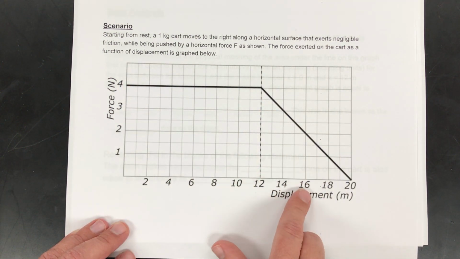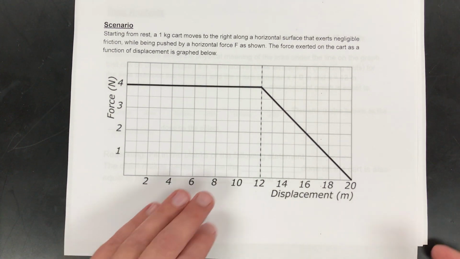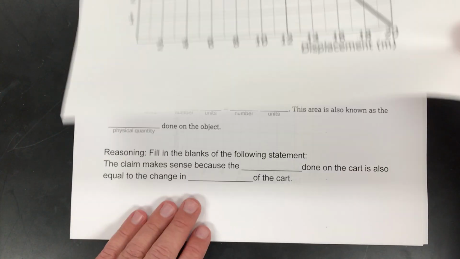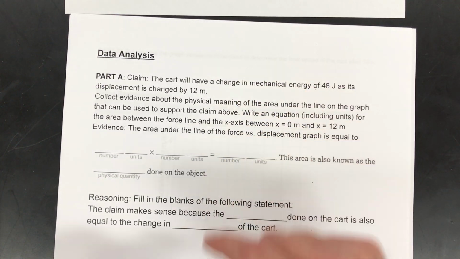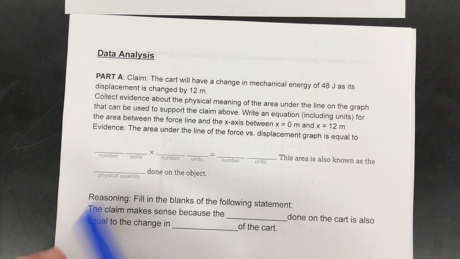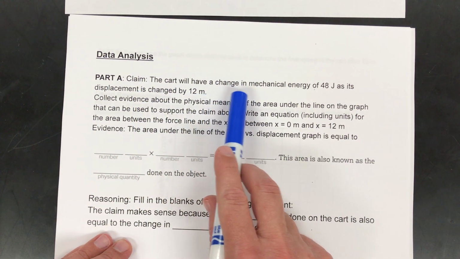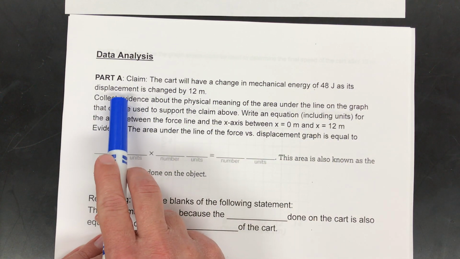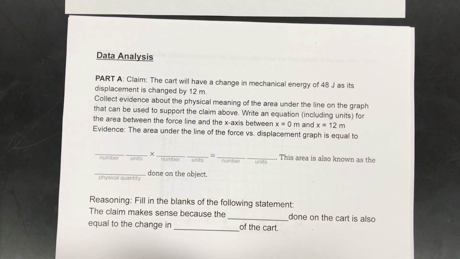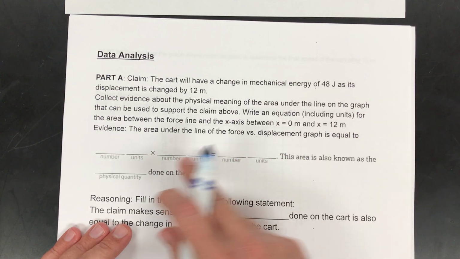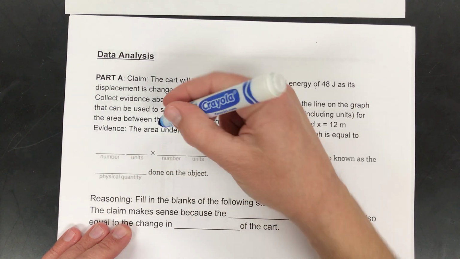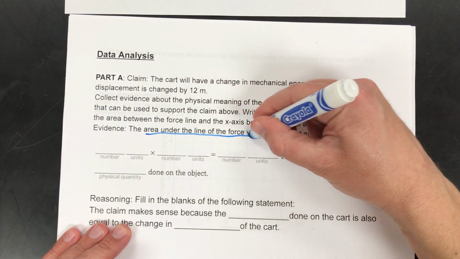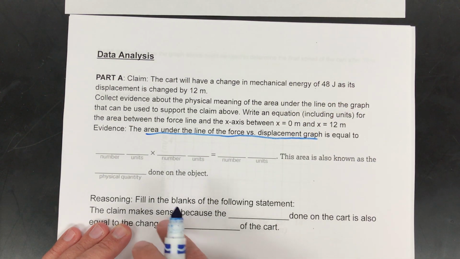So it's not versus time, it's versus displacement there. So we're going to use this graph here to answer the questions on this part right here. It says, claim: the cart will have a change in mechanical energy of 48 joules as its displacement is changed by 12 meters. So we're going to collect that evidence here by looking at the area under the line of the force versus displacement graph.